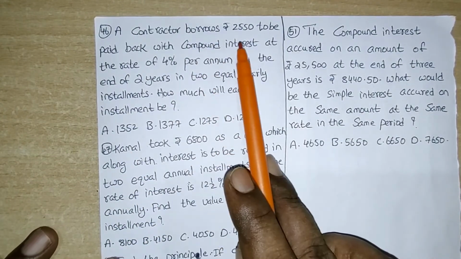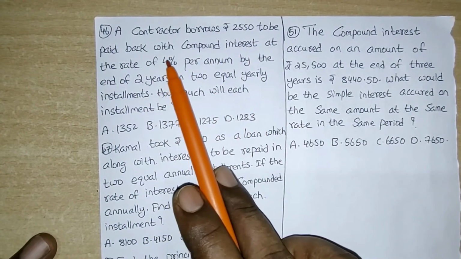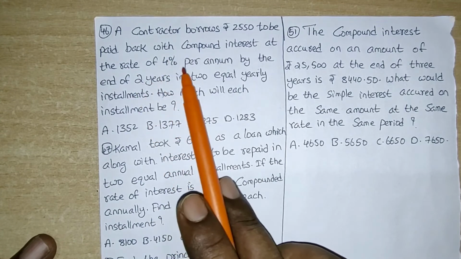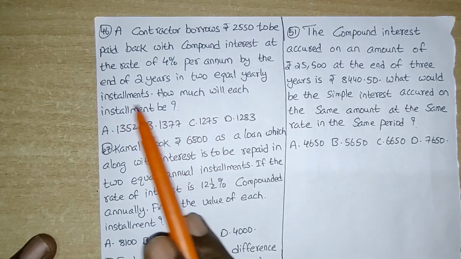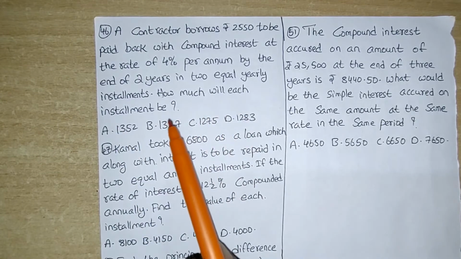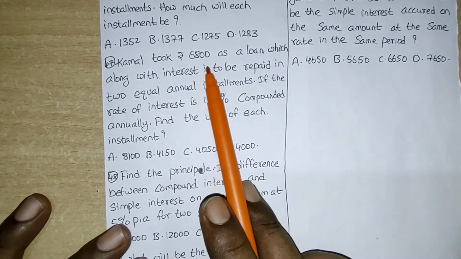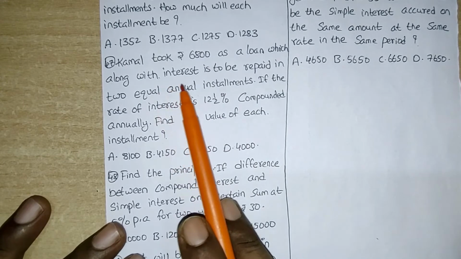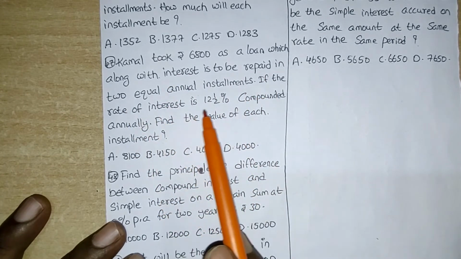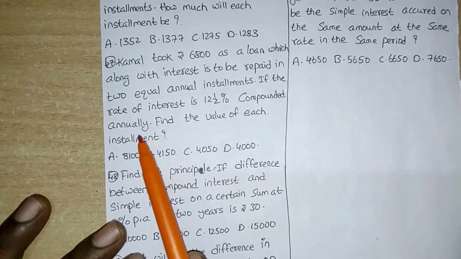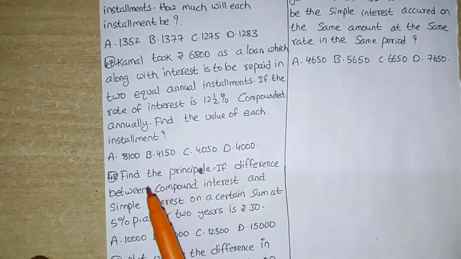A contractor borrows 2550 to be paid back with compound interest at the rate of 4% per annum by the end of 2 years in 2 equal yearly installments. How much will each installment be? Next, Kamal took 6,800 as a loan, which along with interest is to be repaid in 2 equal annual installments. If the rate of interest is 12 1/2% compounded annually, find the value of each installment.